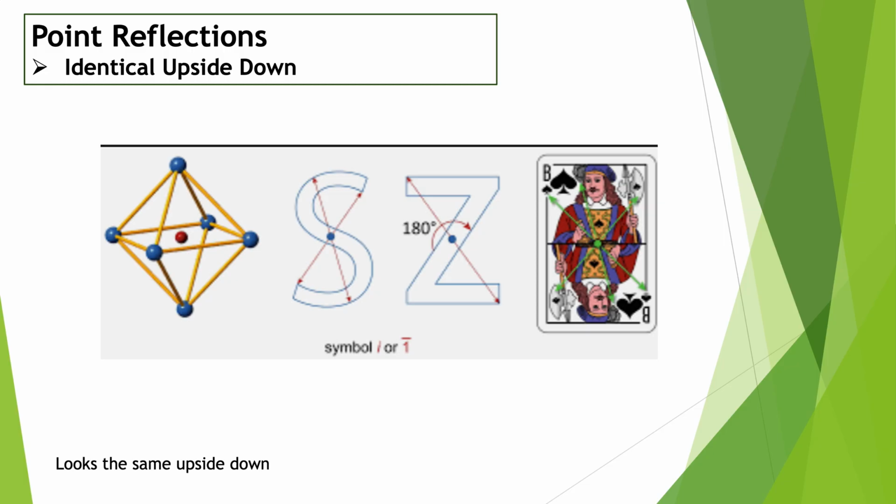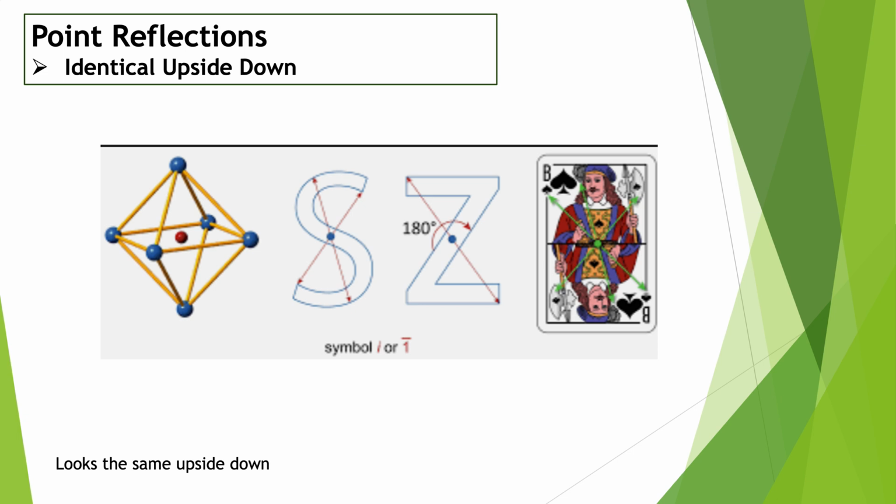Let's talk point reflections. Now, the first thing about a point reflection is it looks the same upside down. So if you were, for instance, I have no idea why this says a B of spades. I think it's supposed to be a jack of spades. I don't think it's the king. The bottom line is if you spin that card upside down, you get the same exact image.